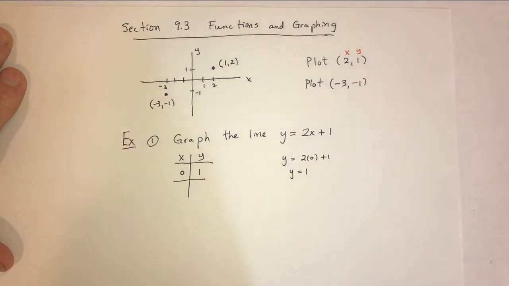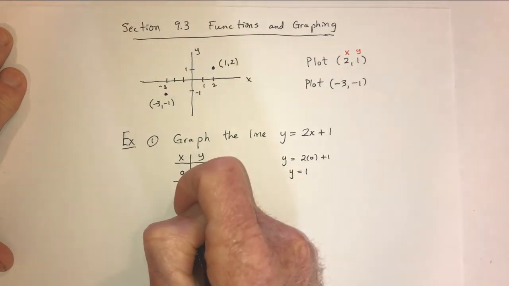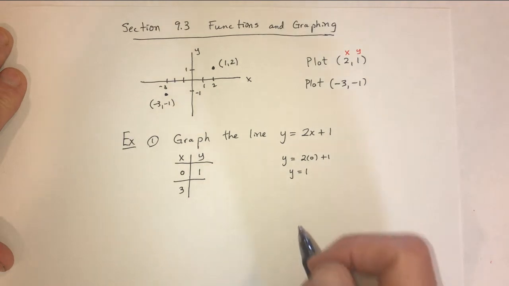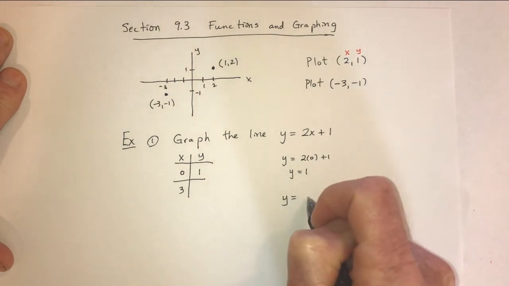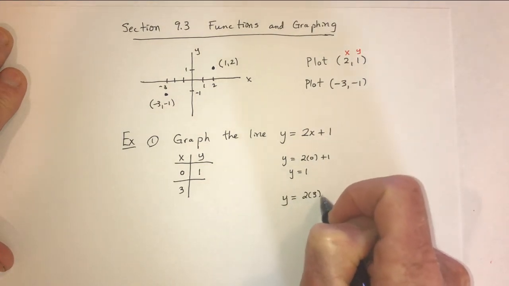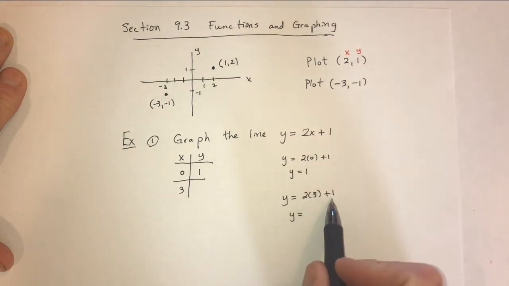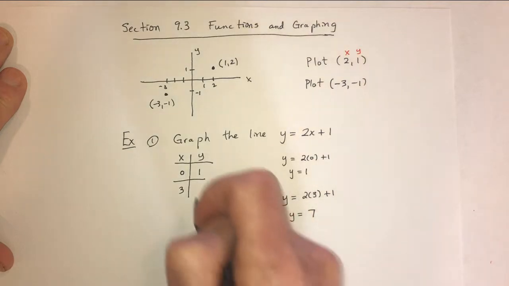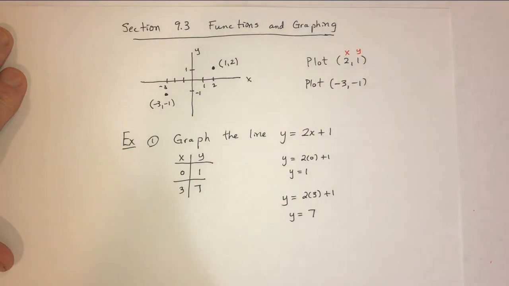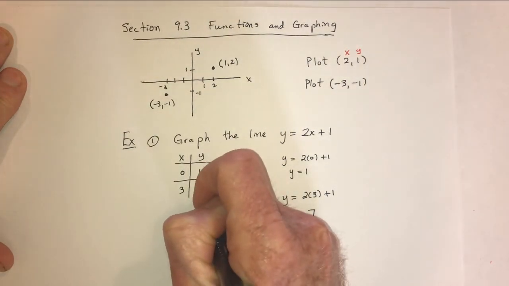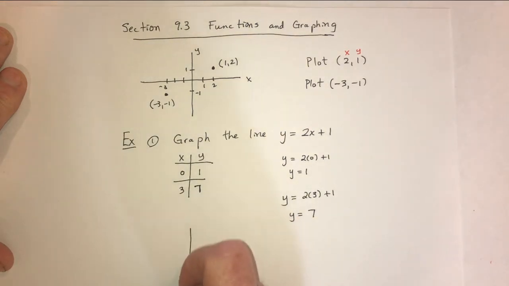And then pick another number for x. 3? Okay, sounds good. We'll use a 3. And then substitute that in for x. So that's going to be 2 times 3 plus 1. That would be 6 plus 1, so it's 7. And for a line, that is all the information you need.